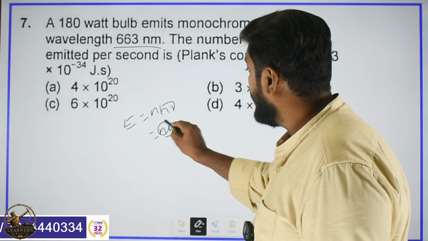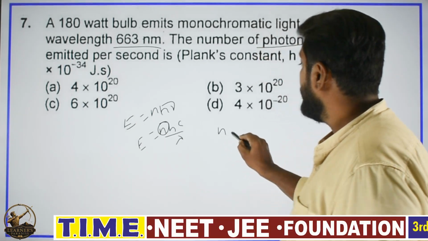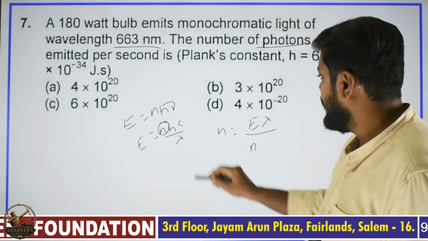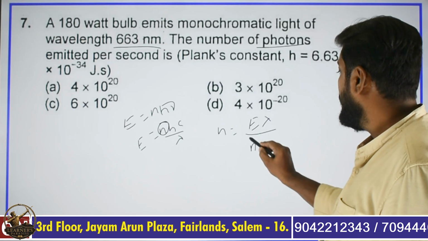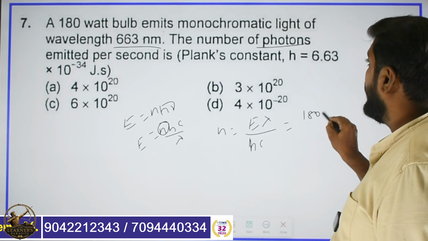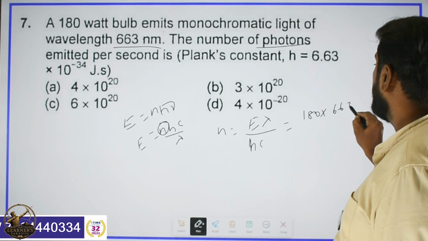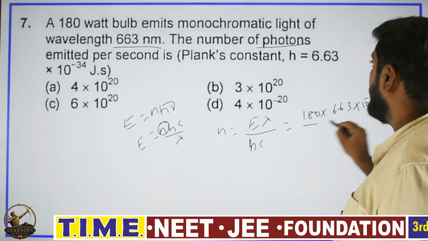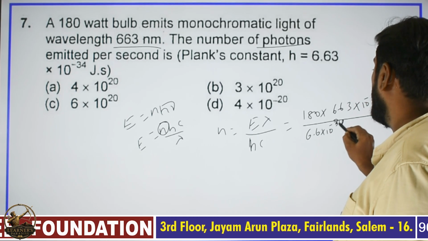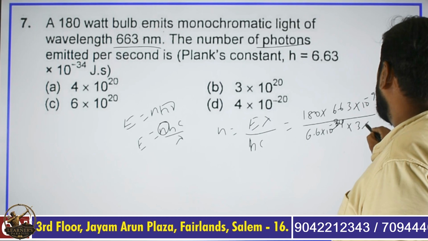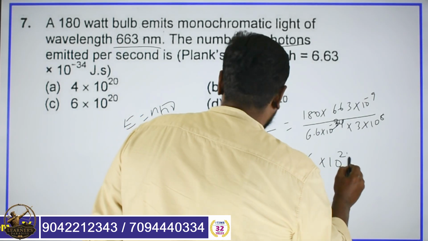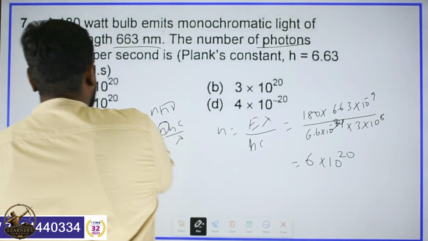Okay, we are asked to calculate what? N. So N is equal to what? E into lambda divided by h c. So energy is given as 180 and the wavelength is given as 663 nanometer, that is 10 to the power minus 9. h is your 6.6 into 10 to the power minus 34, right, into velocity of light, which is 3 into 10 to the power 8. By solving this, you will get 6 into 10 to the power 20, that is your option C.